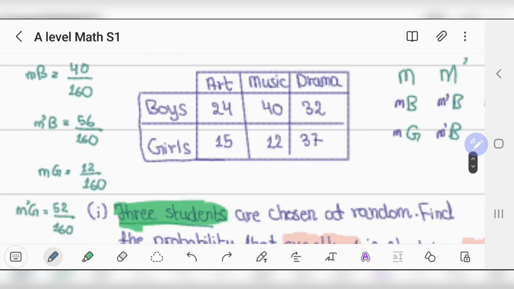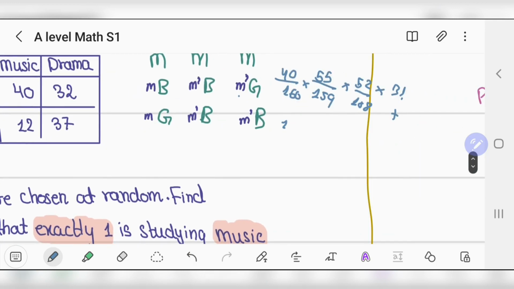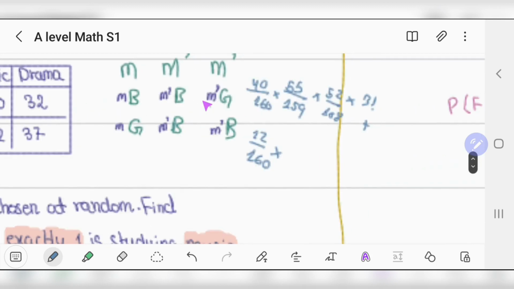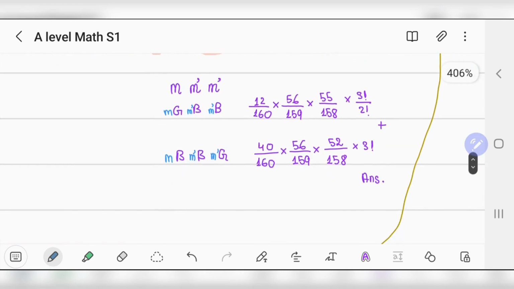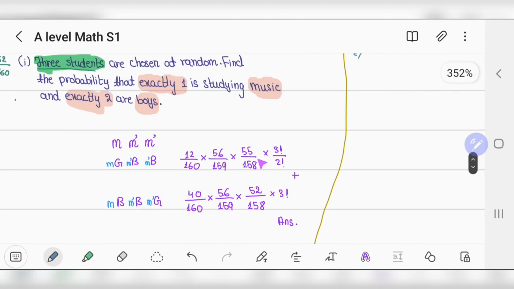So the girl is in music, so it's going to be 12 upon 160, multiplied by 56 upon 159, and this one is going to be 55 upon 158. And since these two are similar and this one is different, it's going to be 3 factorial upon 2 factorial. I think this is the answer. So we have done the same thing in here.